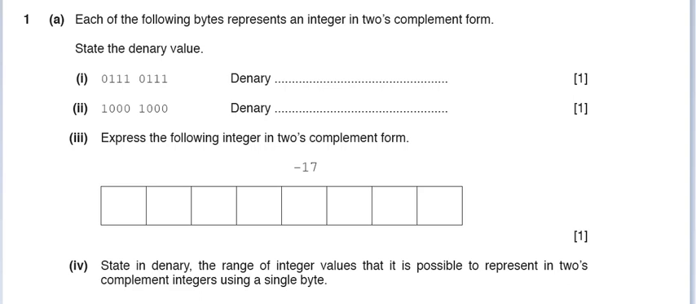Okay, let's take a quick look at this question, which says for each of the following bytes represents an integer in 2's complement form. State the denary value that belongs to this bit pattern. Okay, 0111 0111. What is the denary value for this?